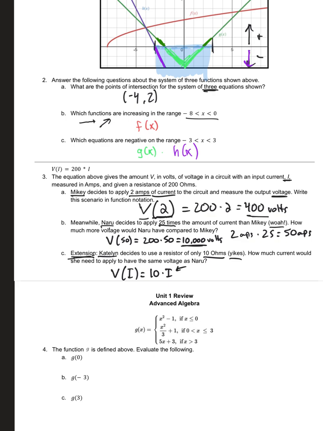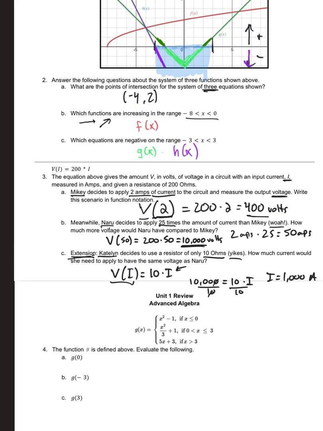So remember, Naru had 10,000 volts. And this is voltage here. So Caitlin would have 10,000 volts equals 10 times I. Divide by 10, divide by 10. And her input current would be 1,000 amps. Now that would really hurt.